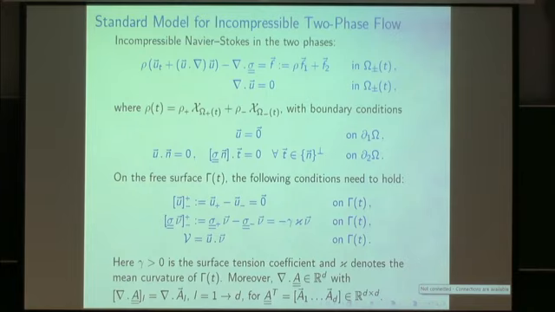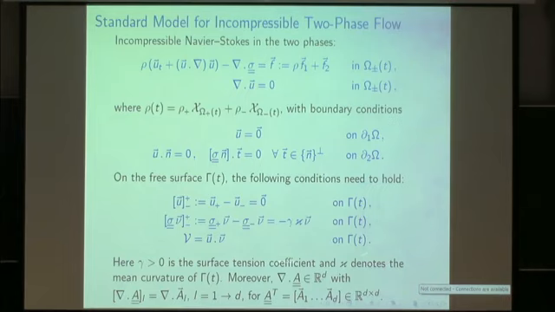So in this talk, I only assume clean interfaces. You can also model situations where you've got surfactants on the interface. Then in that case, your surface tension is no longer constant, so it depends on the concentration of your surfactant species, and then you get extra terms here, like tangential gradients of your surface tension coefficient.